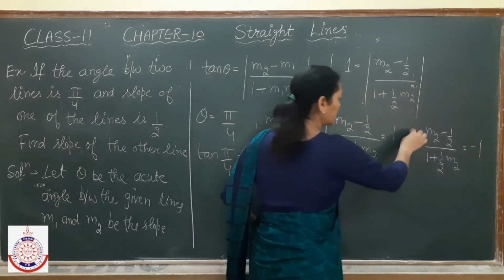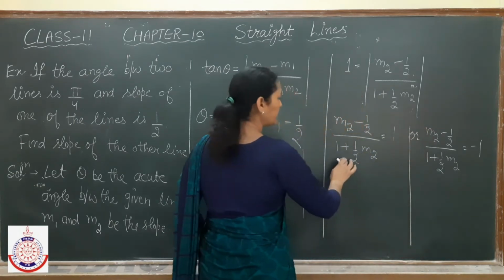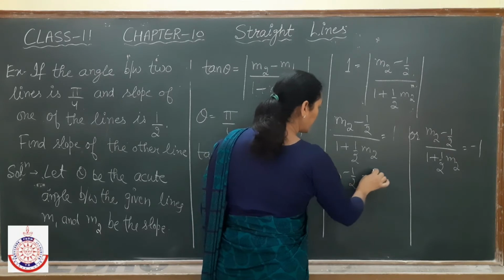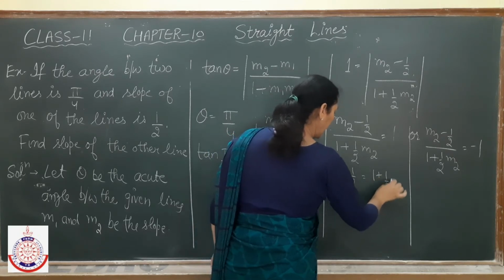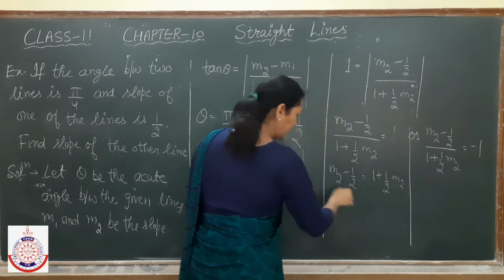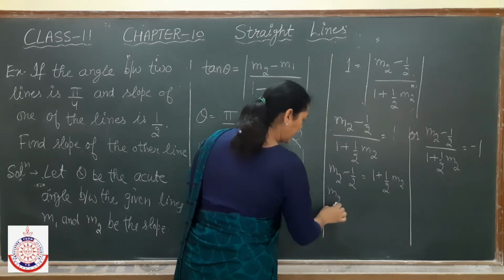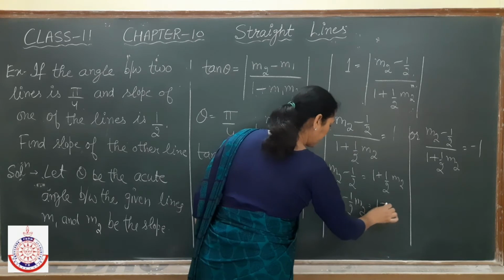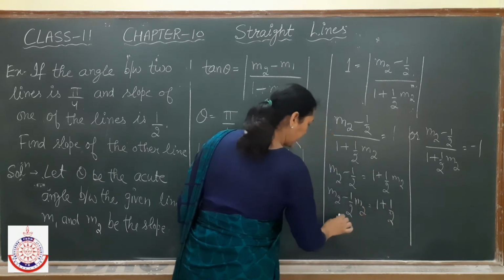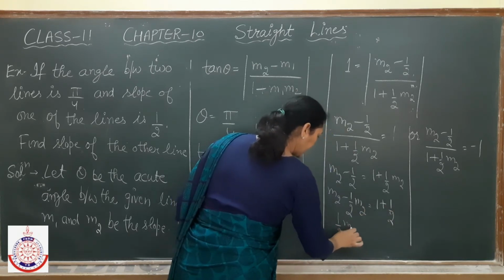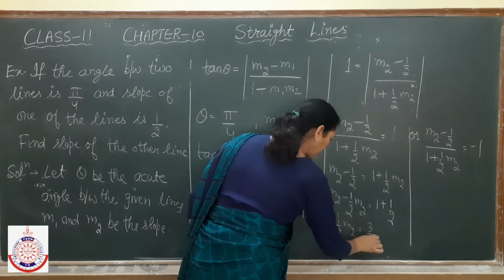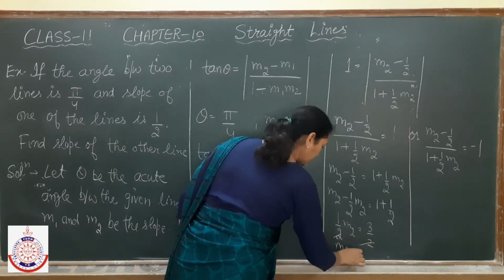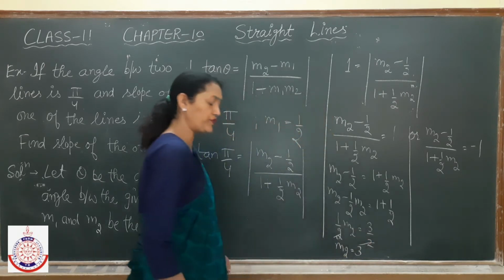So firstly solving this one, cross multiplication, we get m2 minus half is equal to 1 plus half m2. Interchanging the position, m2 minus half m2 and 1 plus half. So we obtain half m2 equals 3 upon 2. So we have obtained the slope of the other line as 3.